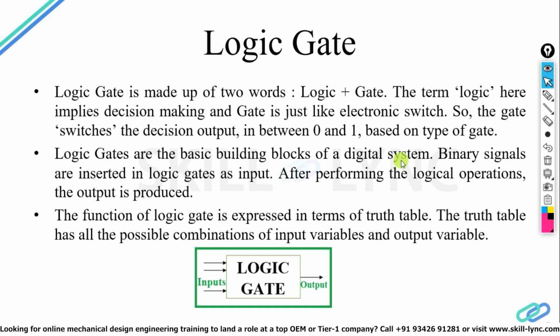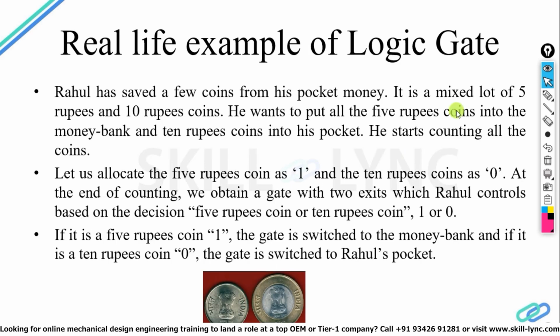Now what is a truth table? A truth table is just a kind of table which has the possible combinations of input variables and the output variable. So let's start with a real life example of a logic gate.